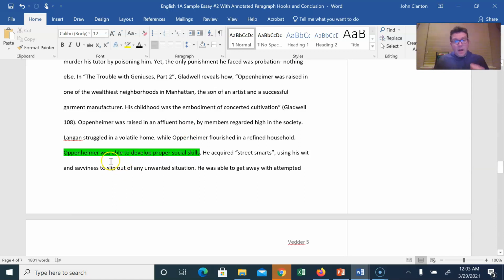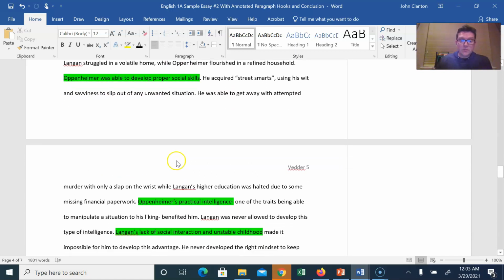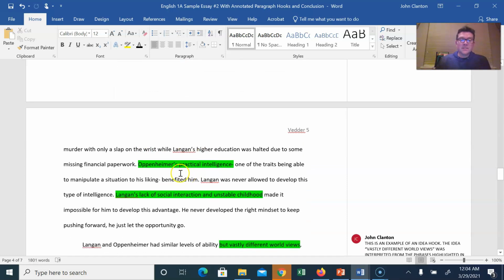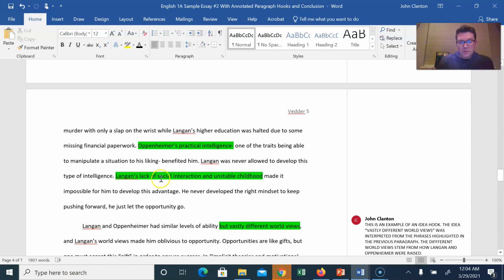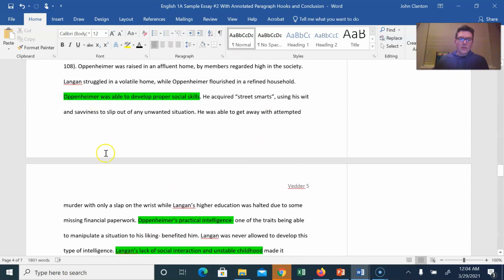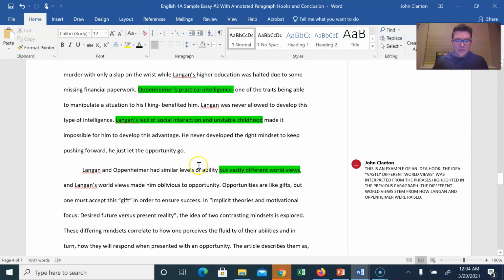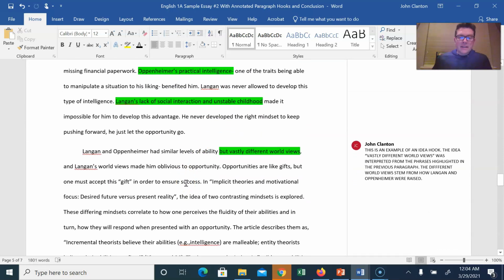So I highlighted Oppenheimer was able to develop proper social skills. Oppenheimer had practical intelligence. And juxtaposing his practical intelligence, we have Langan, who has a lack of social interaction and unstable childhood. All right, so I used all these highlighted words and phrases, and I came up with the idea of vastly different worldviews. And I used that in my topic sentence. Langan and Oppenheimer had similar levels of ability. They were both smart, but had vastly different worldviews. Langan's worldviews made him oblivious to the opportunity.